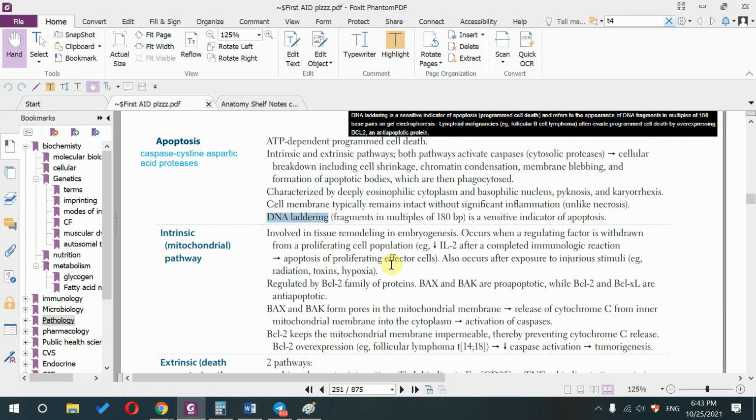Okay, so moving on, we have the following. To activate apoptosis, one of two processes should be done: the intrinsic pathway or the extrinsic pathway. The intrinsic pathway is totally normal. It is involved in tissue remodeling in embryogenesis. Let me show you this.